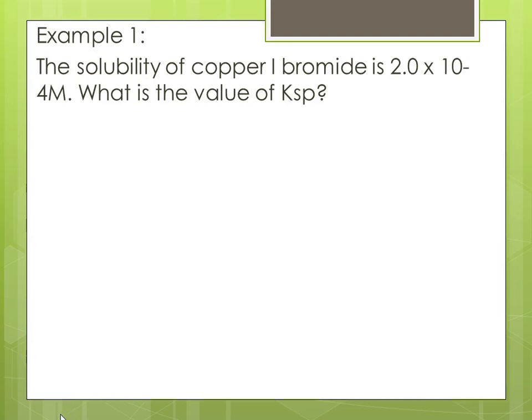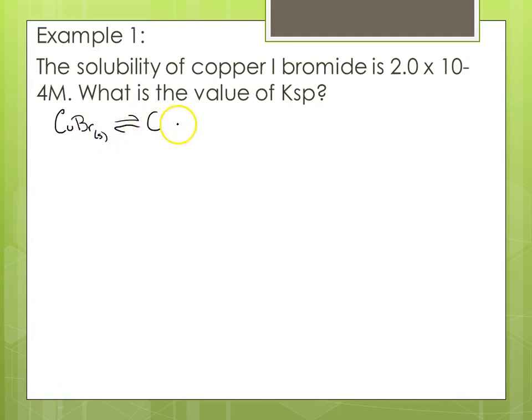All right, what types of problems could you expect to see with KSP? Well, this is one type. Mostly the trick comes in just reading the problem. The solubility of copper 1 bromide is 2.0 times 10 to the negative 4th molarity. What is the value of KSP? So solubility is looking at what are the concentrations that we have. So as should be your habit right about now, write out your equation. What's taken place? So we've got copper 1 bromide.